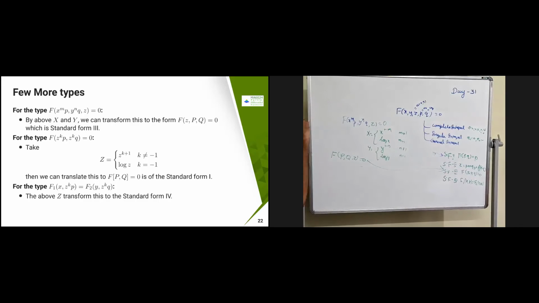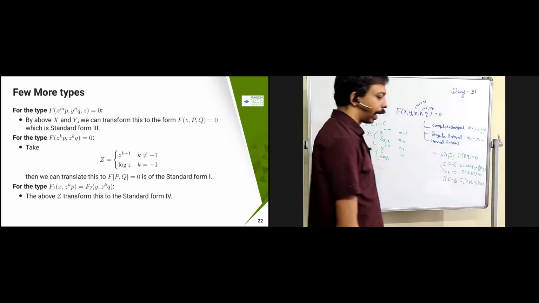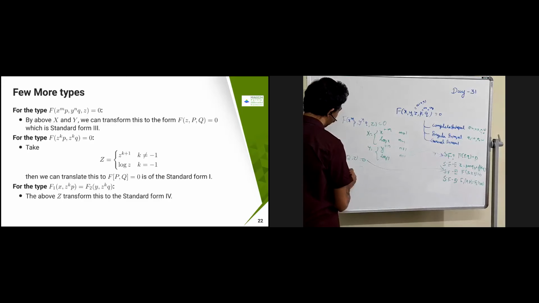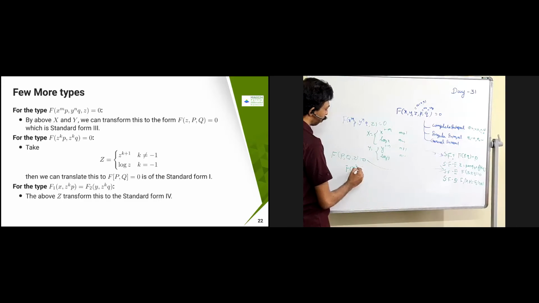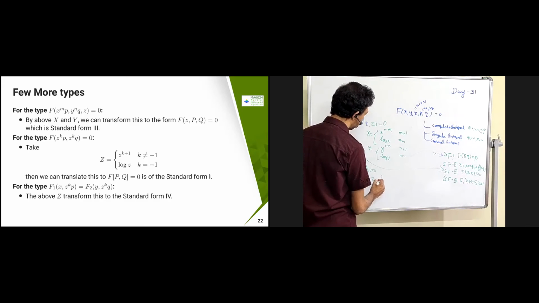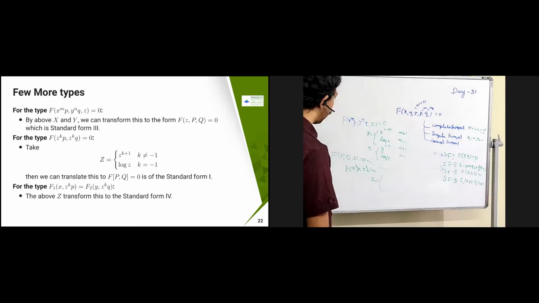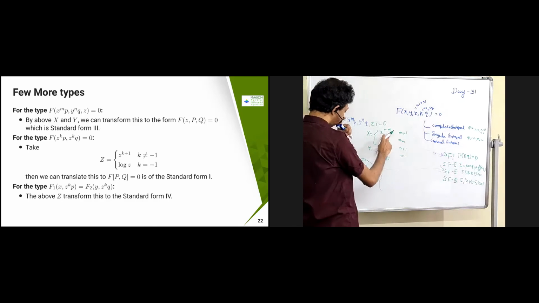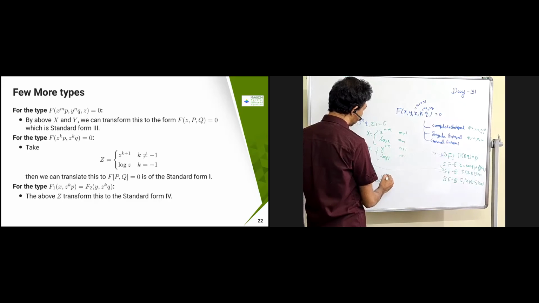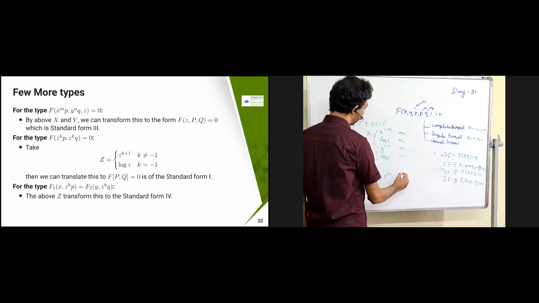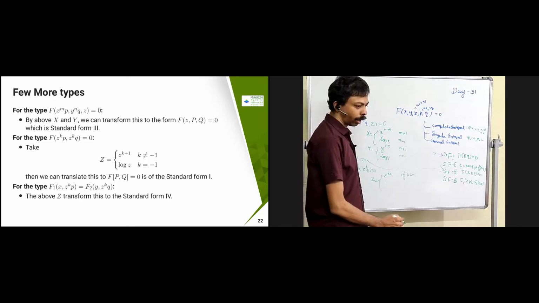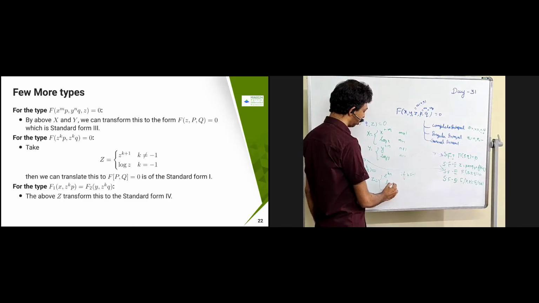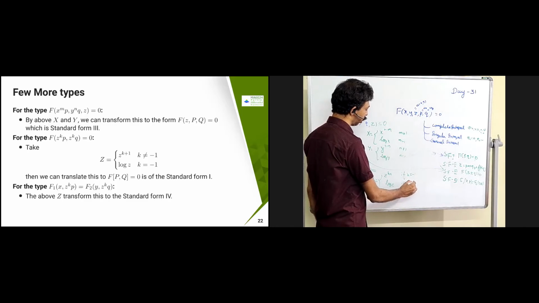Now for another one, suppose you have z power k into q. This is the next format. Suppose I have f of z power k p comma z power k q equal to 0. In that case, you are going to put a substitution Z equal to z power k plus 1 if k not equal to minus 1, and log z if k is equal to minus 1. Remember, earlier we were putting 1 minus m. Here it is completely different: here you put z power k plus 1.